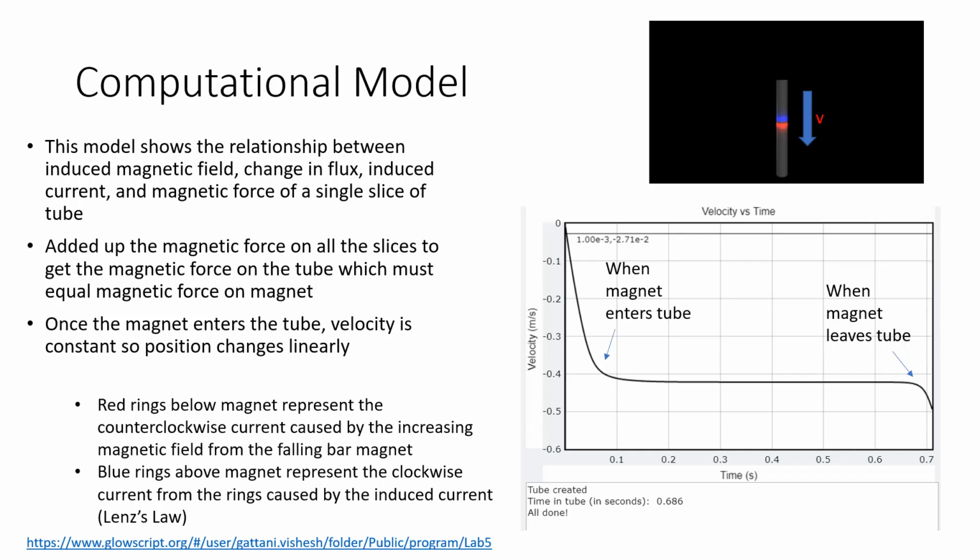We then added up these magnetic forces on all the slices due to the bar magnet, and we get the magnetic force on the tube from the bar magnet, and this is going to be equal to the magnetic force of the tube on the bar magnet.